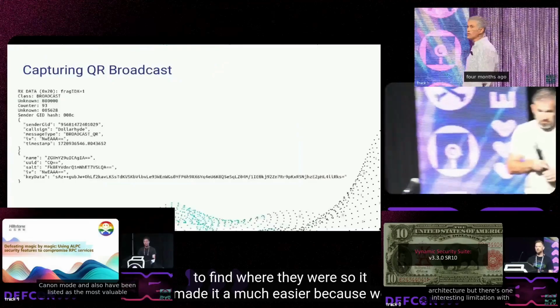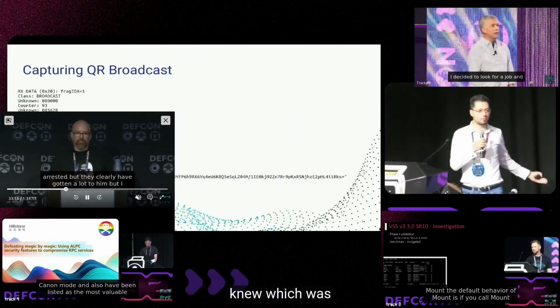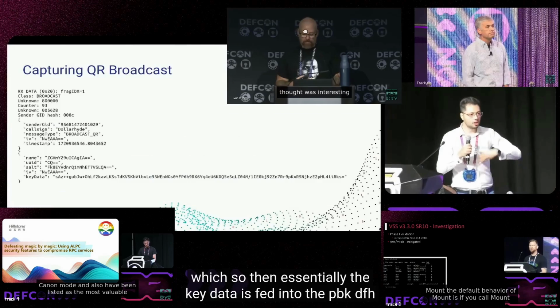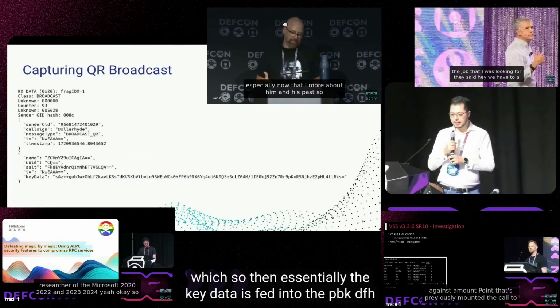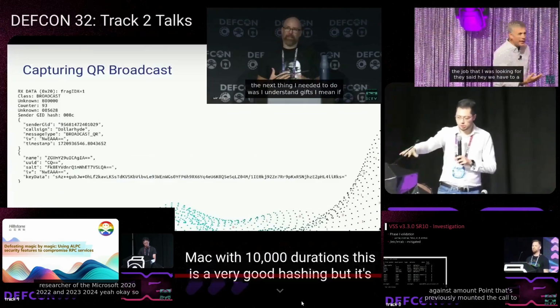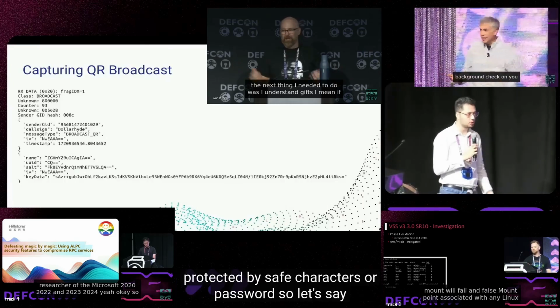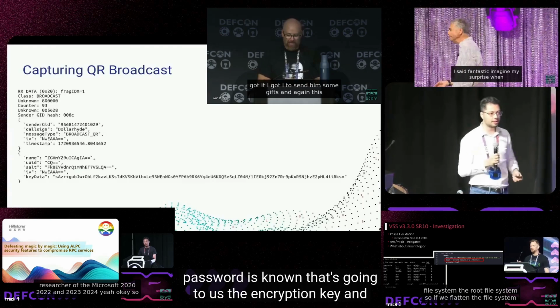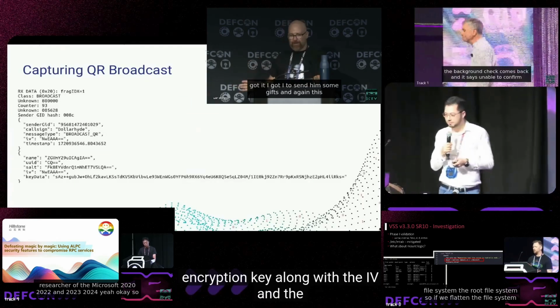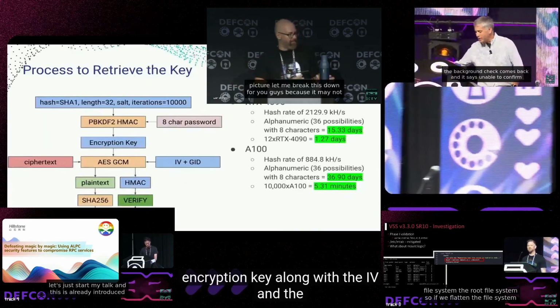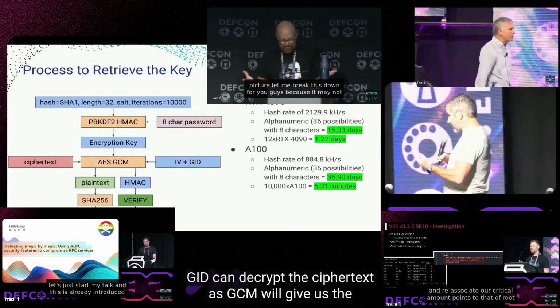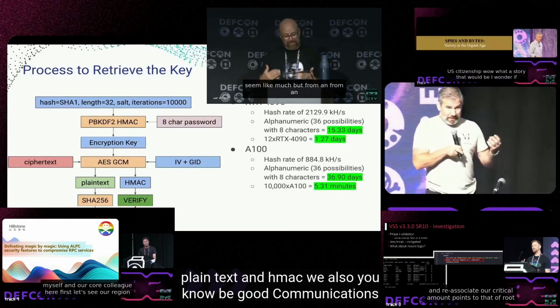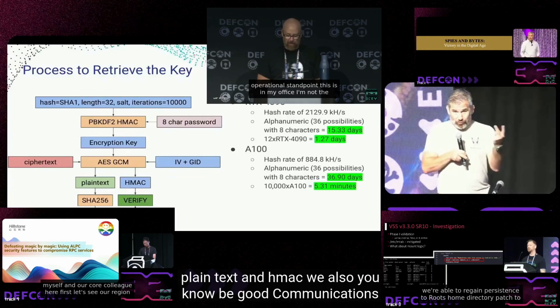Yeah, so very interesting. So then we go in, okay, we capture this QR broadcast, right? The QR broadcast gets sent unencrypted over the air. So this key data is actually encrypted, right? What we have here is encrypted, but we do some of our analysis, and then long story short, to fit it in the presentation, we were able to decrypt it. And the nice thing is it told us where the IV and the salt were, because we were able to find where they were, so it made it much easier because we knew which was which.